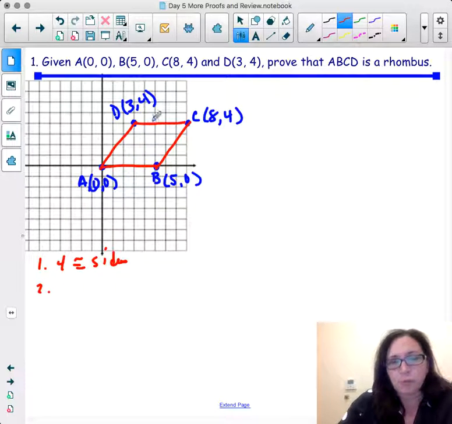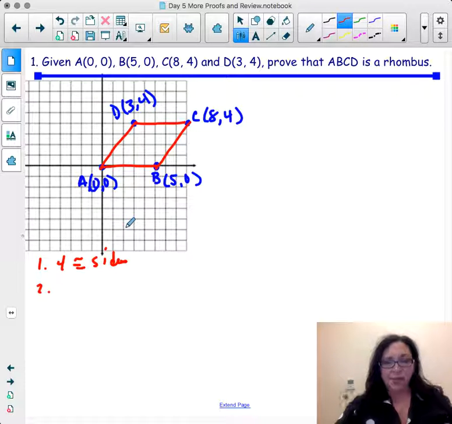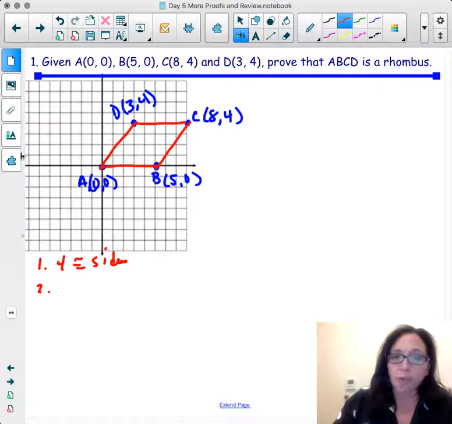But if we can prove that all 4 sides are congruent, then we can prove it's a rhombus. Because even though the 4 sides are congruent, that doesn't make it anything else. Like, it doesn't make it a square or anything. It just makes it a rhombus.